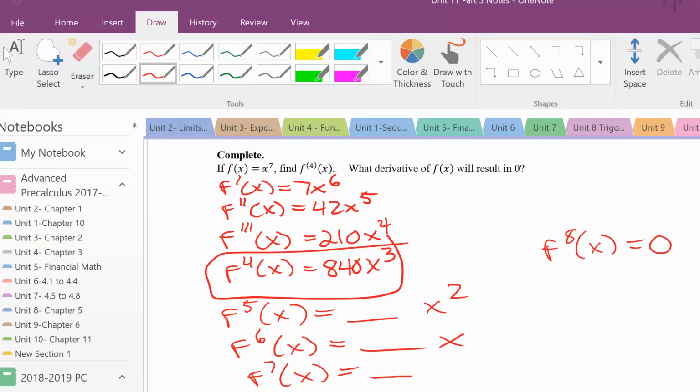So basically, what derivative will result in 0? It's always one more than the power. So the f to the n plus 1 derivative will always result in 0. So in this case, it's the eighth derivative that will result in 0.